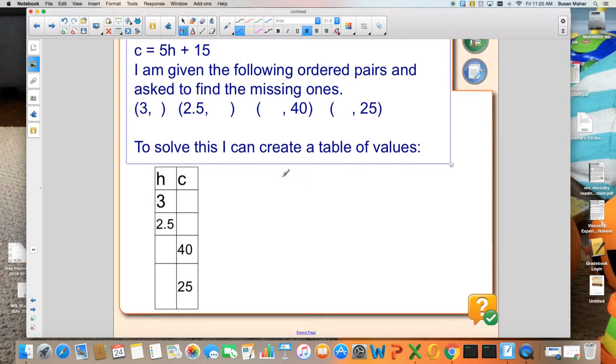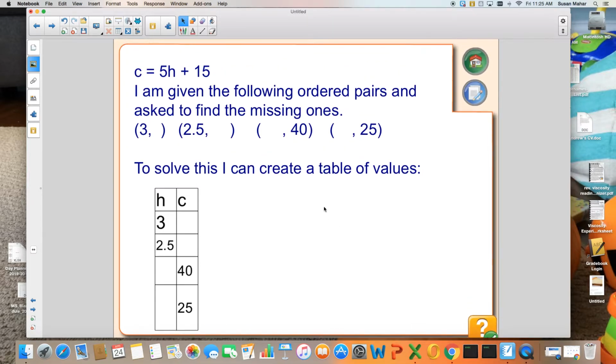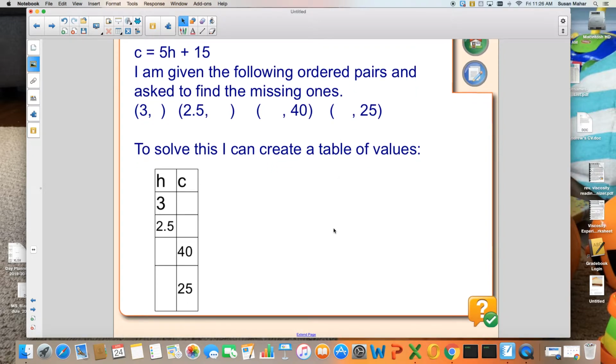All right. So here's my equation again. And for this one, I'm given some ordered pairs, and in each case, there's something missing. Here it's the second term, here it's the first term, and we have to figure out what the missing term is. All right, now we can create a table of values. To do this, we remember this is our independent variable over here, and I'm going to put an I for independent, and this is our dependent variable. The cost of the driveway depends on how many hours it takes Kitch to shovel it.